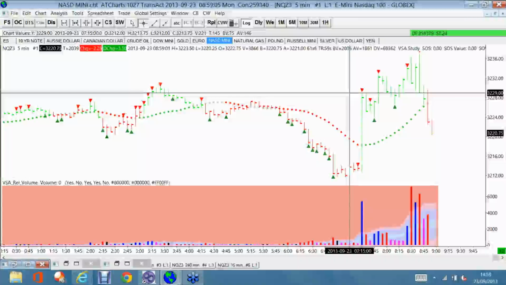Oh, this is a setup. Sorry, I'm going to overrun a little bit here. I'm trying to see if I can get short here with a target of 3213, but I don't want to start shorting and chasing the market. You don't want to chase the market. Let the market bounce back up. It will do, and it will give us a setup.